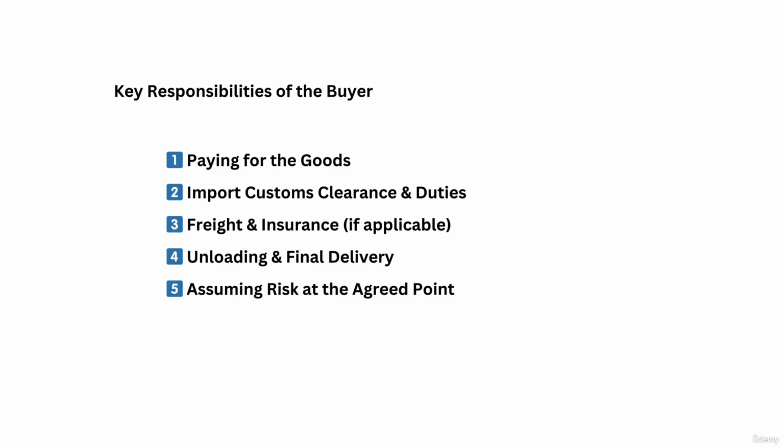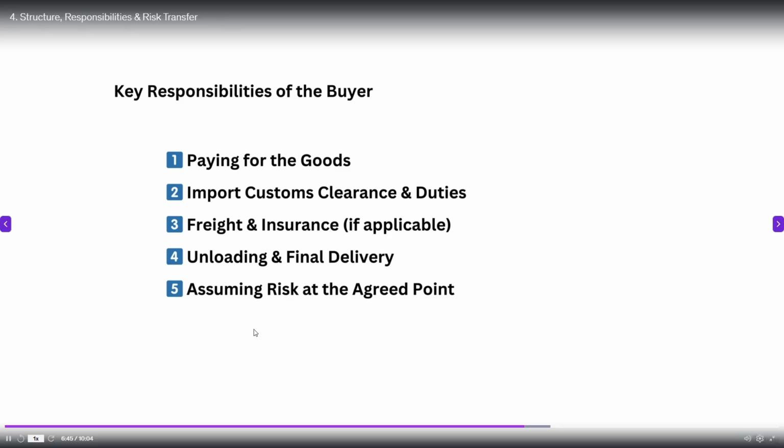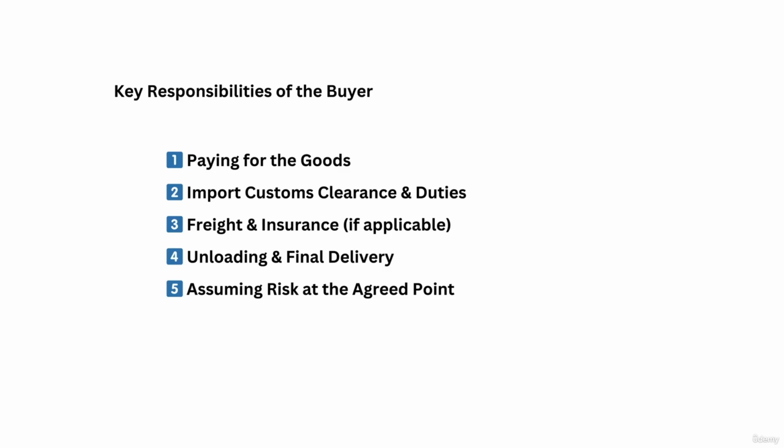For example, in EXW, the buyer takes full responsibility from the seller's factory, while in FOB, risk transfers once the goods are loaded onto the ship. In DDP, however, the seller bears all risks until the goods are delivered. Understanding these obligations helps buyers make informed decisions and manage costs effectively in global trade. Choosing the right Incoterm ensures a smooth transaction between buyer and seller.